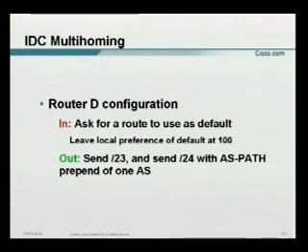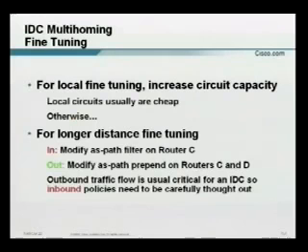Okay, so that does our outbound traffic load balancing, and inbound traffic load balancing, which, as I said, we don't particularly care too much about, but we do care about the other direction. Okay, for local fine-tuning, I'd say just increase circuit capacity. I don't think for local peer circuit capacity is much of an issue.